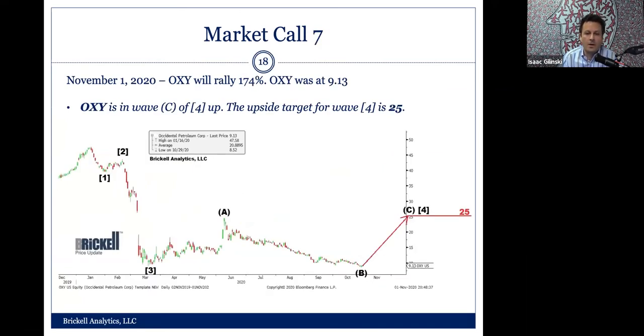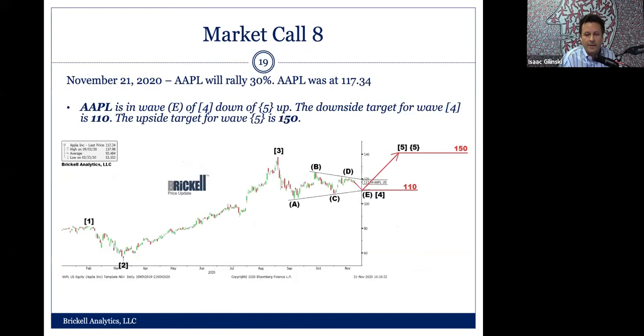We were very bullish on oil companies. We zeroed in on an energy stock called Occidental Petroleum. The stock was trading at about $8 a share. We thought it would go to $25 a share. And Occidental right now is closer to $30 a share. And lastly, in November of last year, we thought Apple would revisit its September high and rally to $150 a share. The high in September was 138, and Apple ended up rallying to about 145.